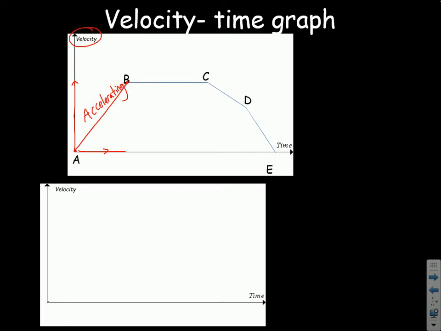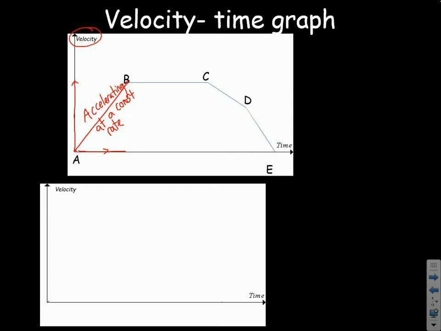In other words, it is increasing its speed by the same amount per second. So this could be something like an object moving from 1 meter per second to 2 to 3 to 4 to 5 to 6 every second. Therefore, it is increasing its velocity by 1 meter per second per second. So anyway, that A to B shows that the object is accelerating at a constant rate. Or we could just say it has uniform acceleration.